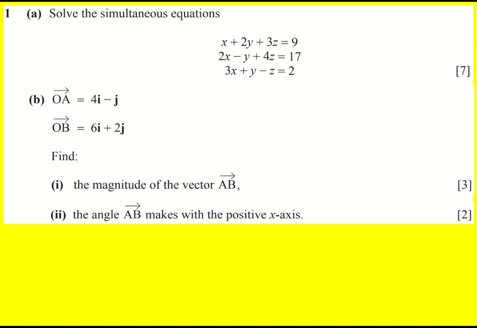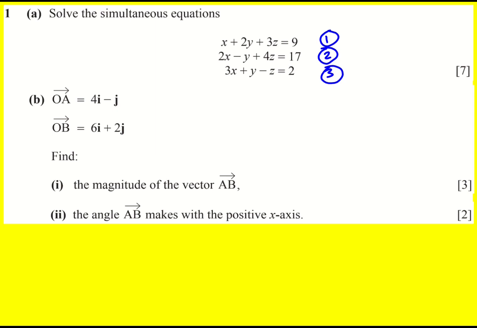I'm going to solve these simultaneous equations. So what I can see, I'm going to label them 1, 2, and 3. And then I'm going to need to use 2 of them to get rid of one of the unknowns, and then another 2 to get rid of the same unknown.